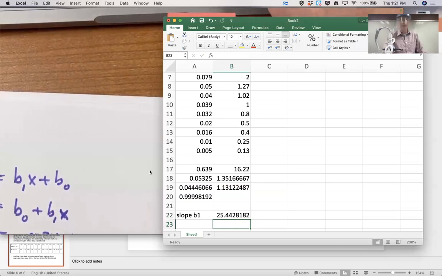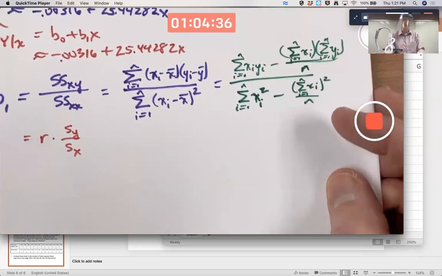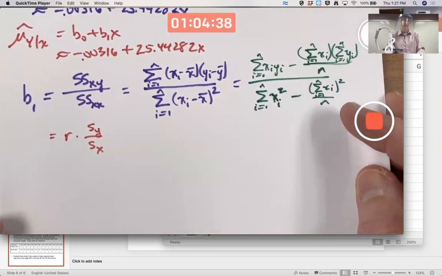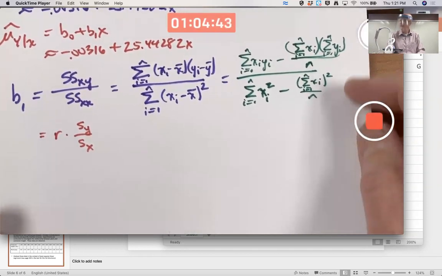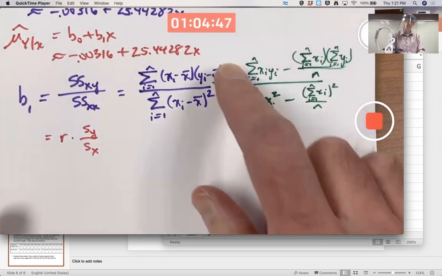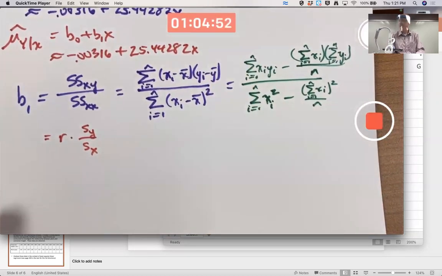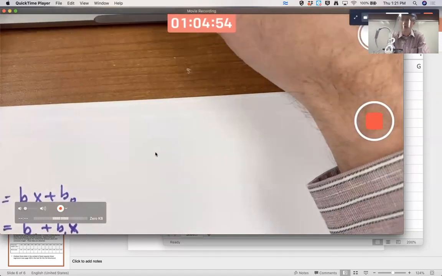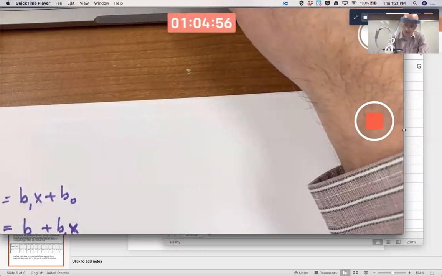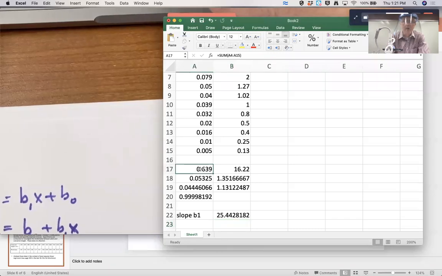Let's also confirm it with this formula. I'll go ahead and use the book's form of it, where they multiply the top and the bottom by n first, canceling these n's and having n's in front of these things. But that does mean I need to compute these summations first. So I need more columns. I got the summation of the x's right there. I got the summation of the y's right there.